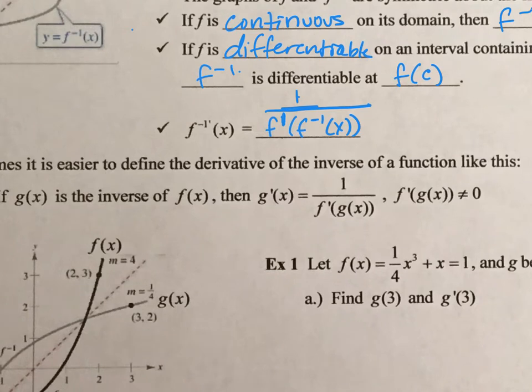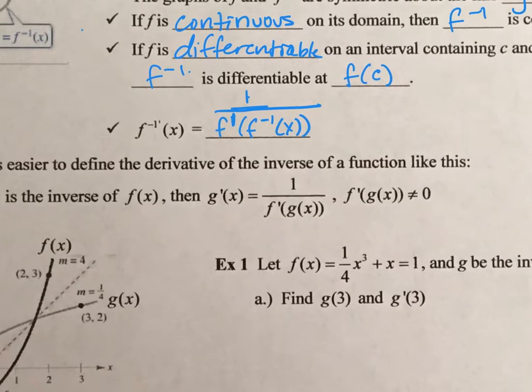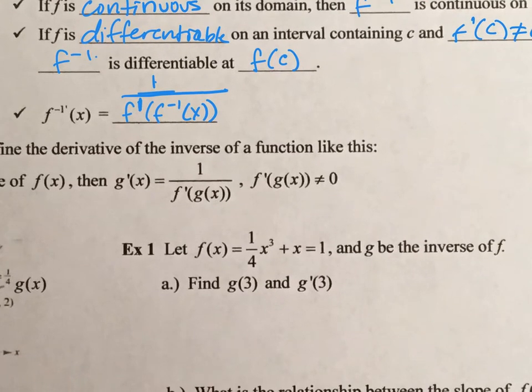So let's take a look at an example. We're given this function f of x. Oh, and there's a typo in this. If you would change this, we're given this function f of x equals 1/4 x to the third plus x, and this is supposed to be a subtraction sign. So if you could change that to minus 1. Okay, so we have this function f of x, and then we're also told that g is the inverse of function f. Okay, so we're going to find two things. We're going to find g of 3 and then g prime of 3. So we're going to find the value of the inverse function at 3, and then we're going to find the value of the derivative of that inverse function at 3.